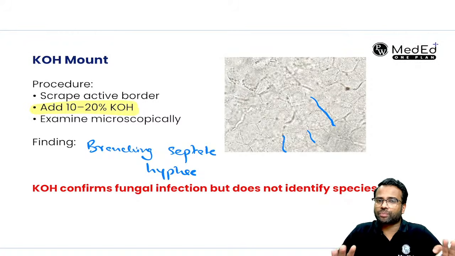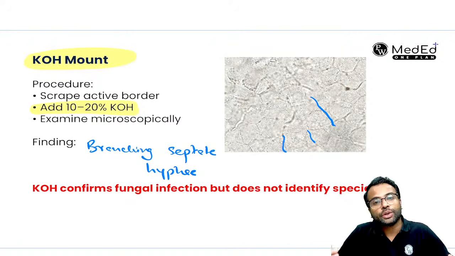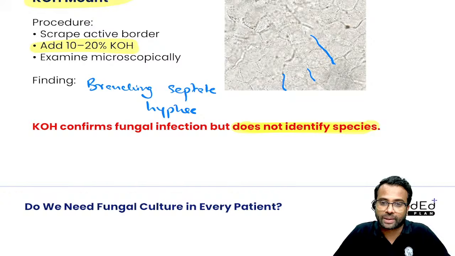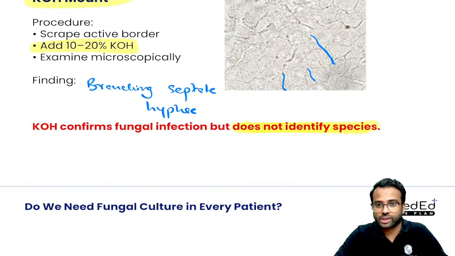So always remember, if you are going to suspect a fungal infection, just do a KOH mount. Once you see a fungal hyphae or a pseudohyphae, your diagnosis is confirmed that this is a fungal infection, and you start the patient on antifungals. But it does not identify which species is there. It is not going to identify which is the species that is causing the fungus.